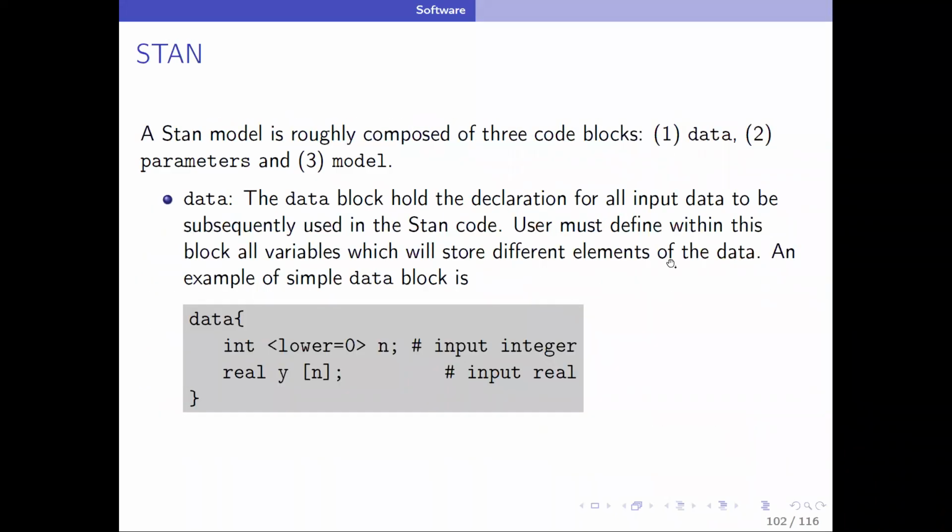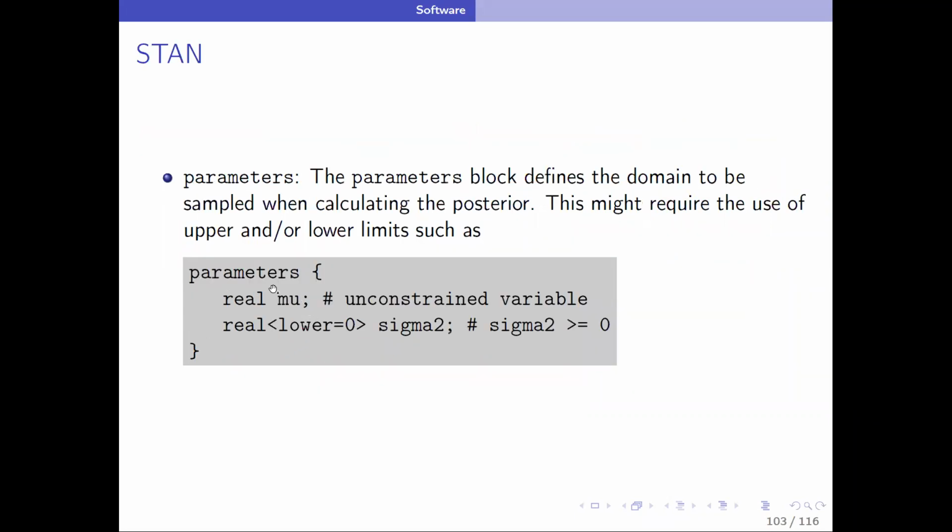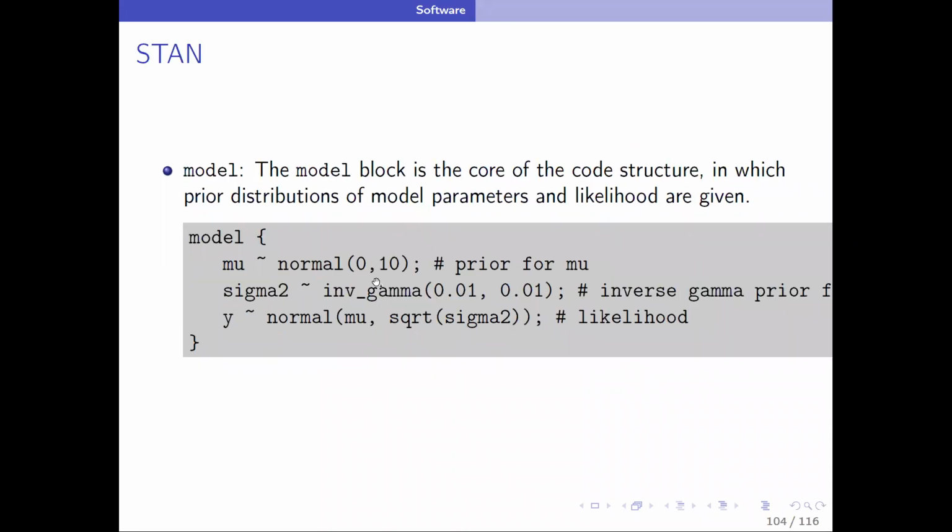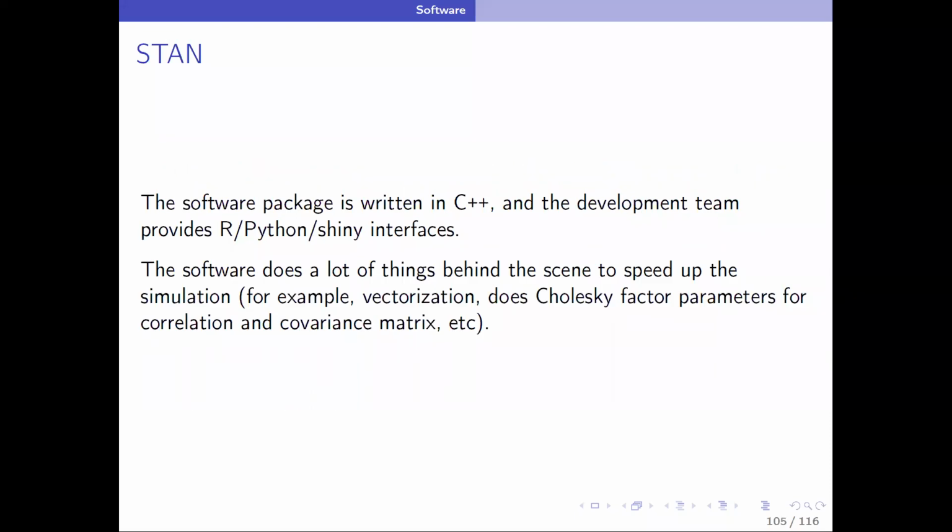And it has three parts: the data part, the parameter part, and the model part. The data part, if you program in C, is very familiar in that sense. You have your data part, you declare your parameters, which has a lot of different options, and you specify the model, and it deploys the NUTS algorithm to do it. Yeah, Stan is compiled in C++ and you can run it from Python.